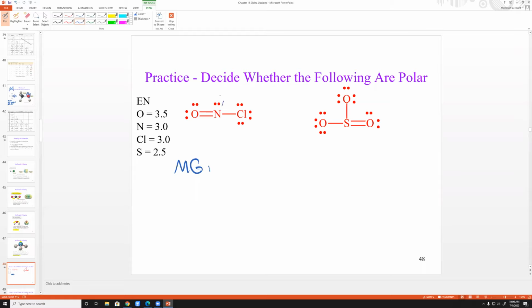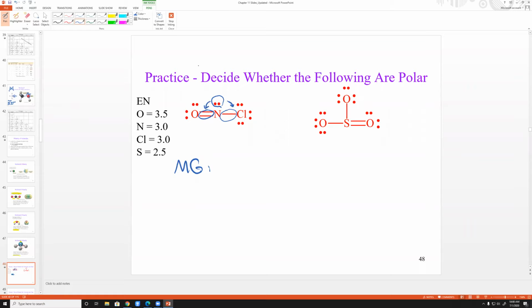So you have a lone pair up here, this would be steric number 3, and then you'd have 2 bonds. You can ignore the fact that one of them is a double bond. And good, Olivia, nice job. So it would be bent.